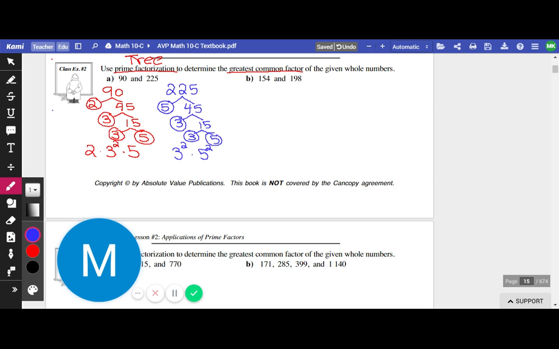Awesome. I'll give you a second just to copy those down so you have the same prime factorization as me, and you've written your things as a product of primes. That's the important part. Writing it out as the 2 times 3 squared times 5, and then the 3 squared times 5 squared.